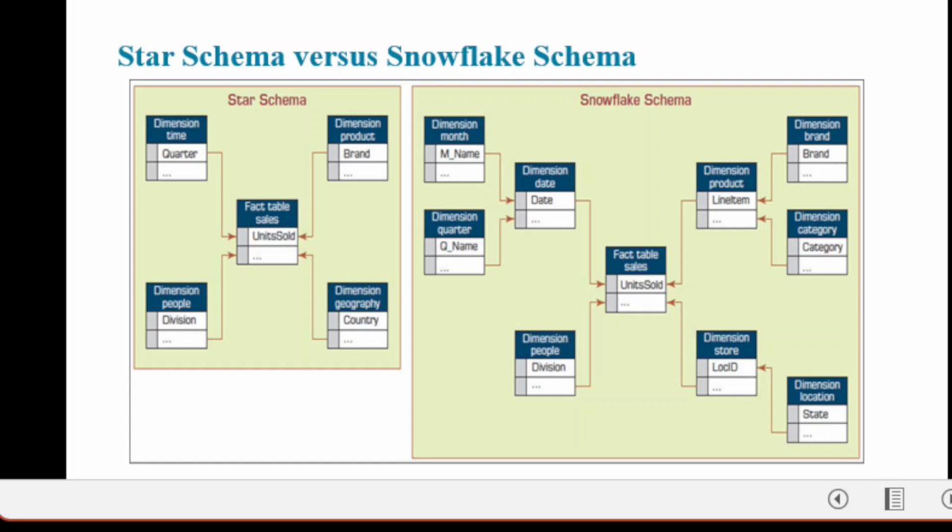And then when you have a snowflake schema, we break it down further. It's a logical arrangement of tables in a multi-dimensional database, such that we look at the entity relationship diagram, ERD. Entity relationship diagram is how you break up your entity. I think we have covered that in our MIS class.